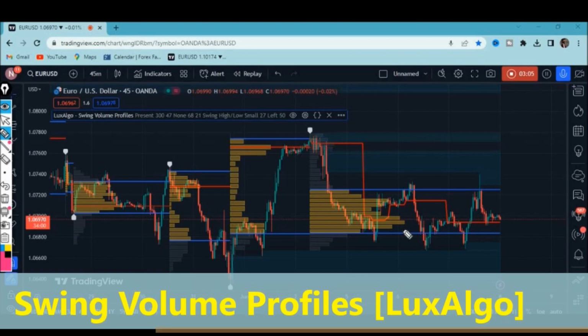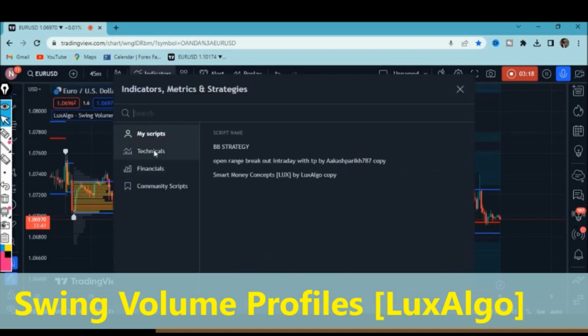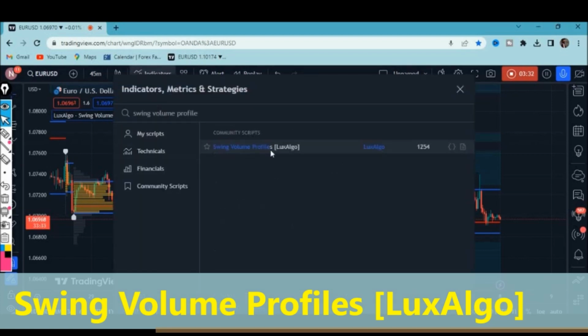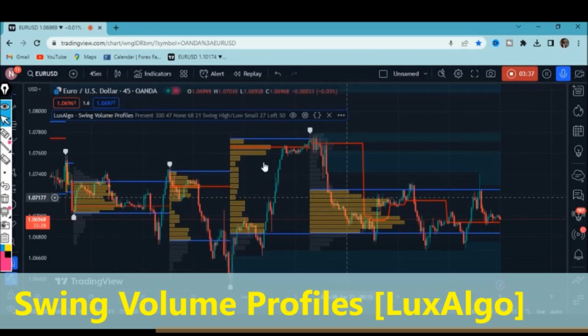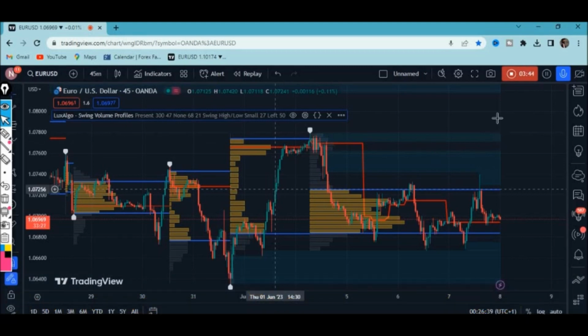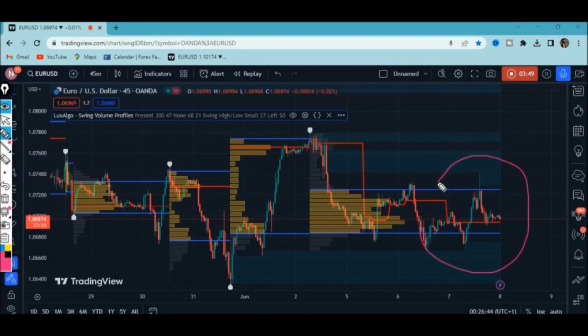First of all, I would love us to add the indicator to our charts, for those who don't know how, or who struggle to add the indicator. Just click on the indicators tab. Luckily the indicator is completely free. Under technical, type Swing Volume Profiles LuxAlgo and click on it. Once you click on it, this is how it's going to appear on your chart. Allow me to use the default settings so that you'll be able to understand it, because you can see even on the live market the indicator is working perfectly. It is not repainting; it's showing us what we really need on the live market.